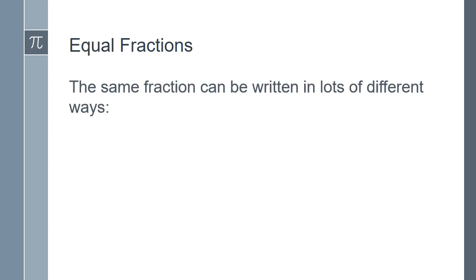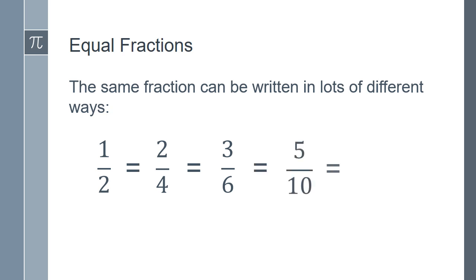Just a quick word on equal fractions. You can see that the same fraction can be written in lots of different ways. So a half, for example, can be written as 2 over 4. It can be written as 3 over 6. It can be written as 5 over 10. It can be written as 345 over 690.